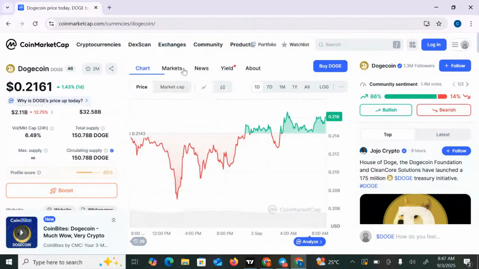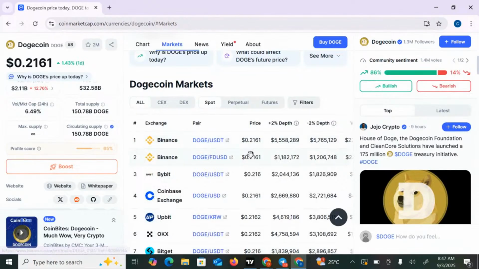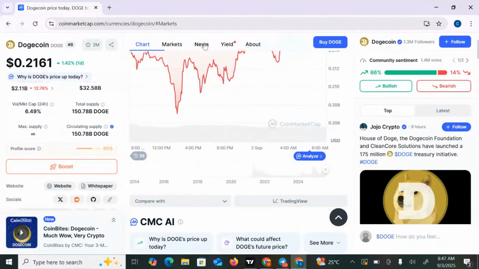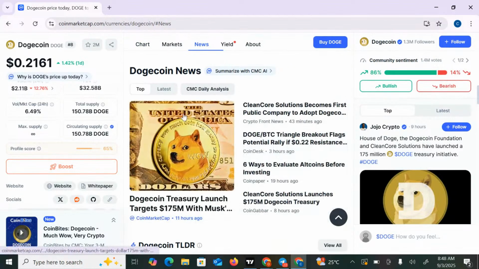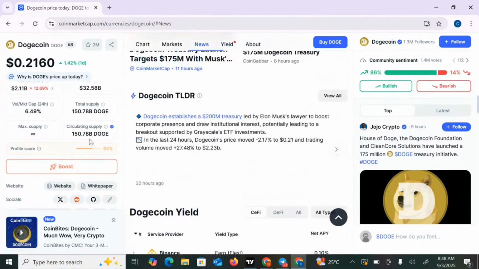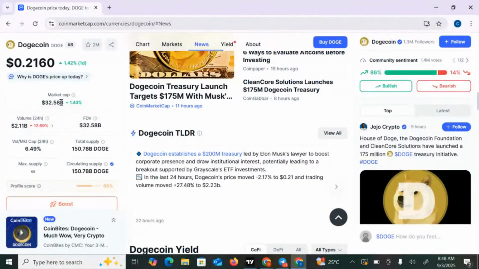Then let me go to the market of Dogecoin. I want to know how it's trading and all of that. You understand? If I want to go to the news on Dogecoin, you can see the top news about Dogecoin here. You can read them and know. If I want to know the market cap of Dogecoin, it is currently at $32.58 billion. Look at the volume. 24 hours volume is down on Dogecoin.